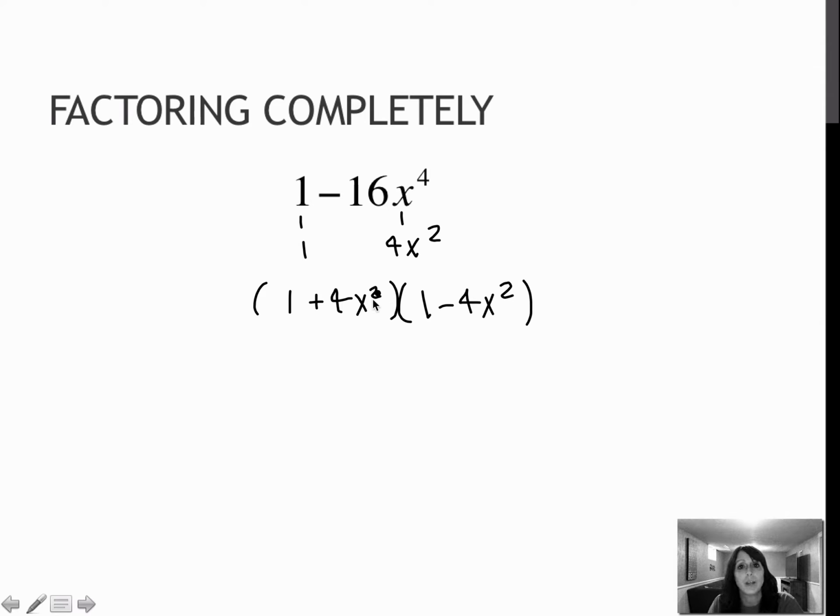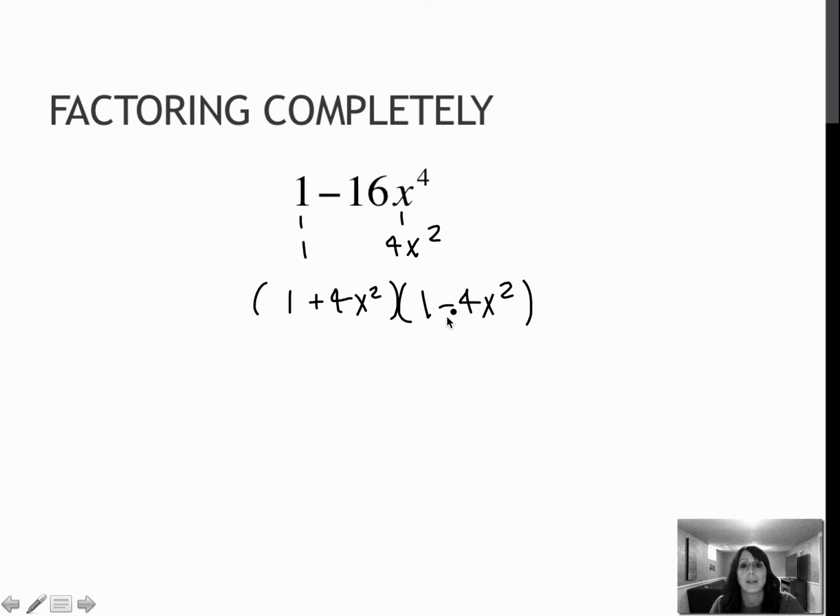I have 2 binomials, but notice each of those binomials has an x to the second. So it's possible I'm not done. So I go back to my list and think, okay, I have 2 terms. For this first binomial, I have 2 terms that are both perfect squares, but they're being added. I can't do anything more with my first binomial.